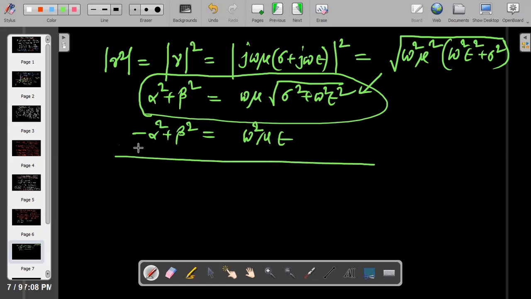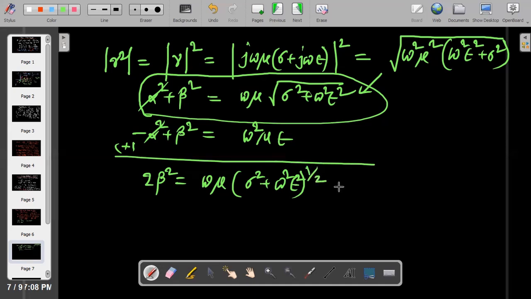Now what you have to do, you have to just sum up, correct? So this thing will cancel. So 2 beta square will come: this plus this, omega into mu, sigma square plus omega square epsilon square, plus omega square into mu into epsilon. This thing will come. From there you will get beta. Now I am just writing the expression of the beta. I am not doing the steps.